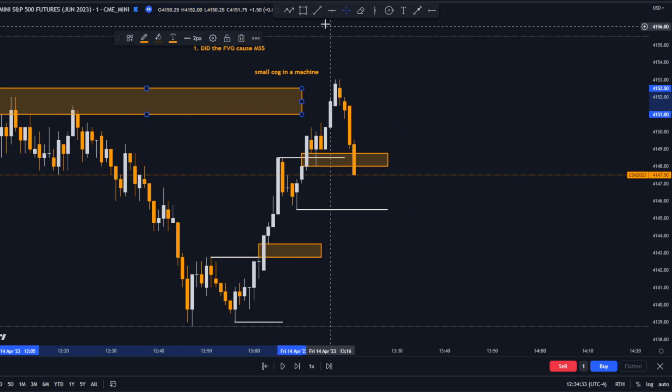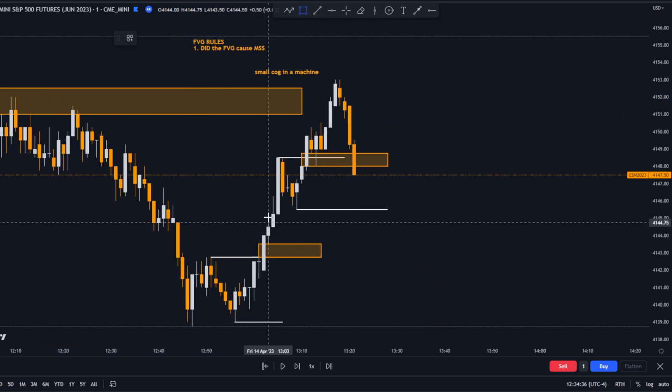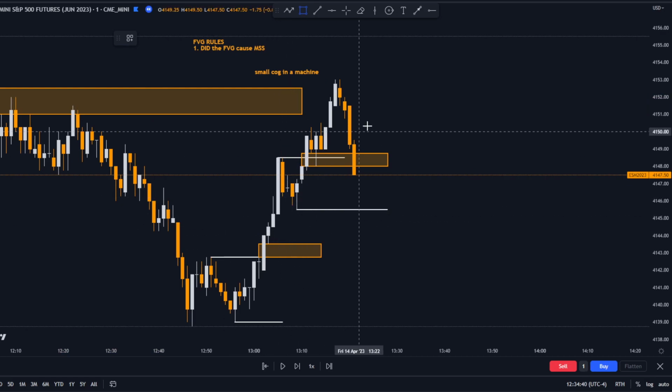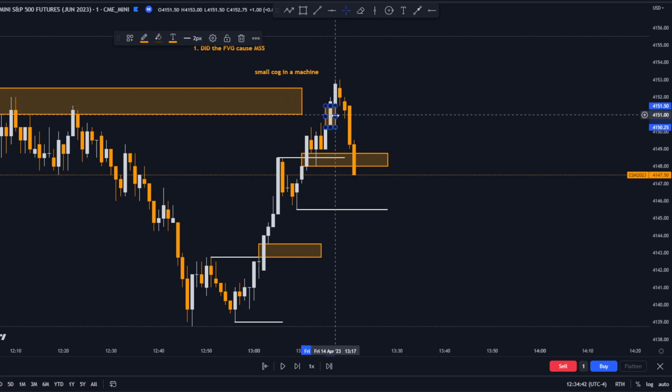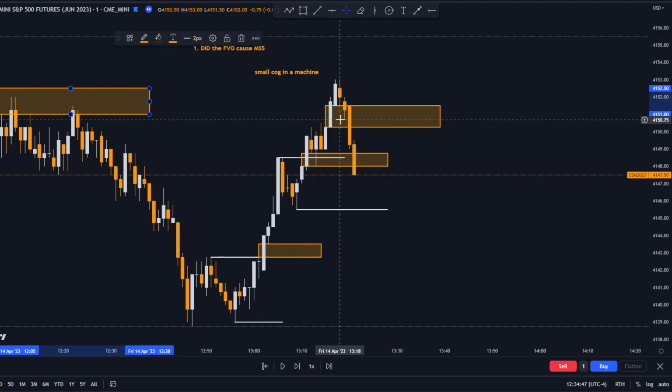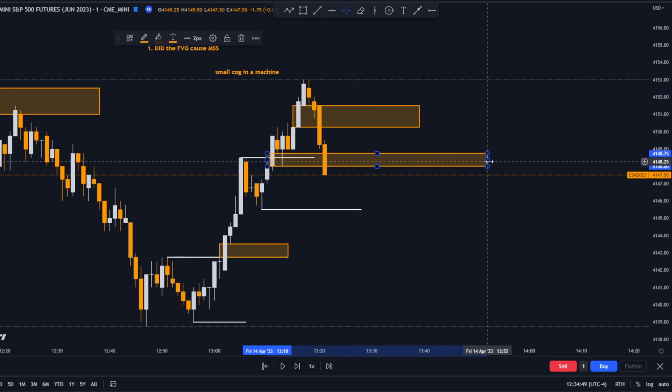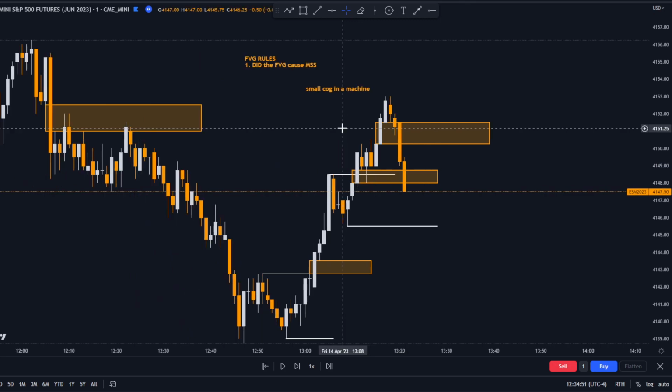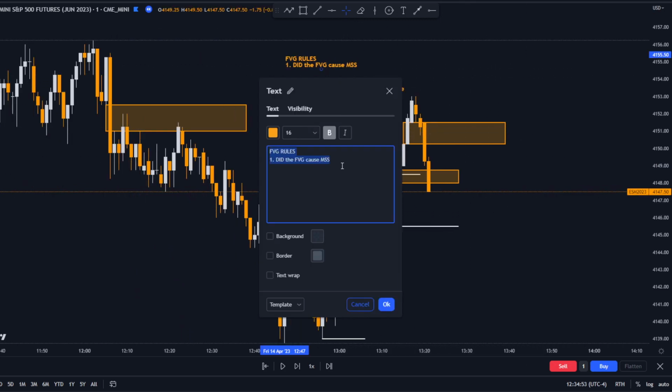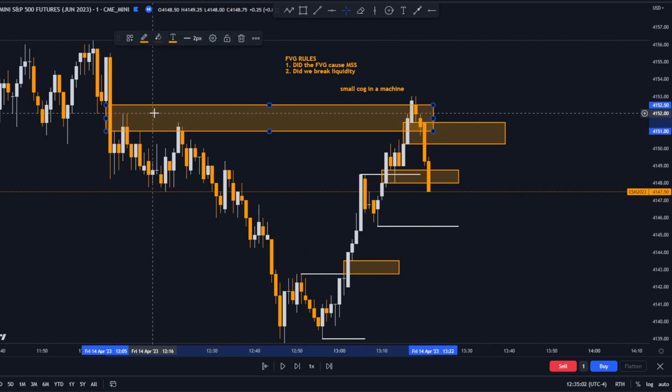So there are more fair value gaps, right? Which one should you enter on again, or shouldn't? Some might think that this one should also be enterable, or you probably entered on this one already. Well, did we break liquidity? As you can see here and here, we did.